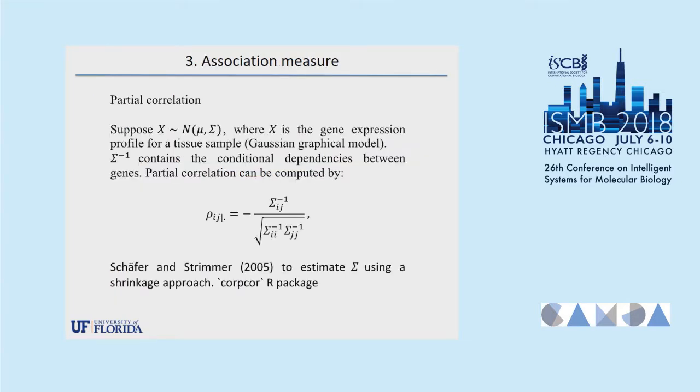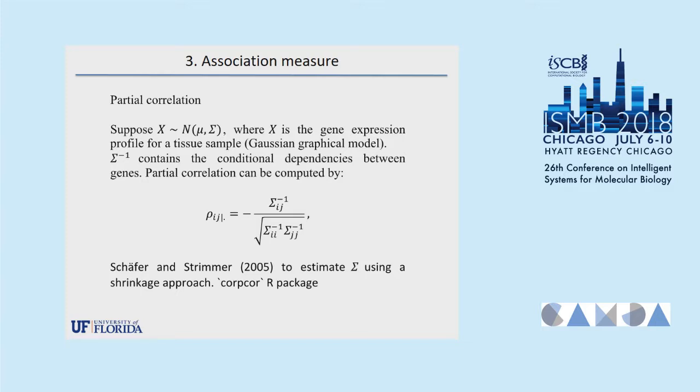So for the association measure, you can use anything. This framework is fairly general. I'm using partial correlations. If you model the gene expression with a Gaussian graphical model, edges in that model relate to conditional dependencies between genes. And you can calculate partial correlations using the inverse covariance matrix of the Gaussian graphical model.